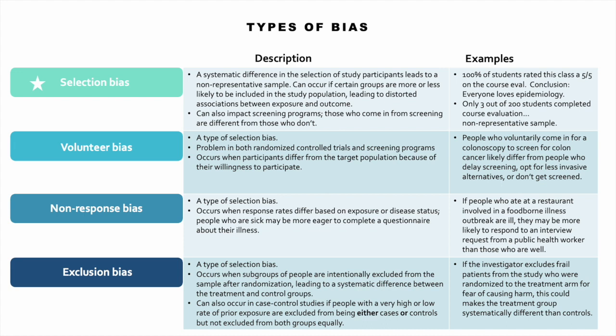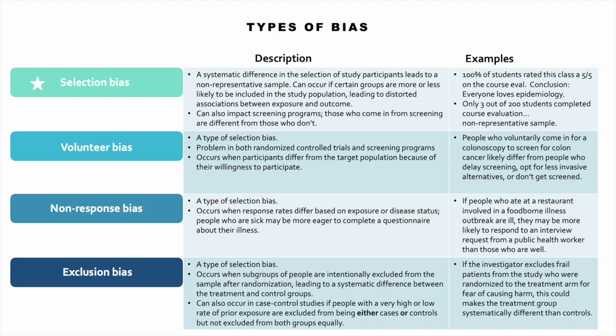But if only 3 out of 200 students completed the voluntary course evaluation, that's not a representative sample. Those 3 students might be super enthusiastic about epidemiology, but the other 197 students might hate it and might have thought the course was terrible, but they didn't bother to fill out the evaluation because they really don't care. So our sample captured the 3 most enthusiastic students, but they aren't representative of the 200 total students that took the course. So by self-selecting to take the course evaluation, they introduced selection bias.